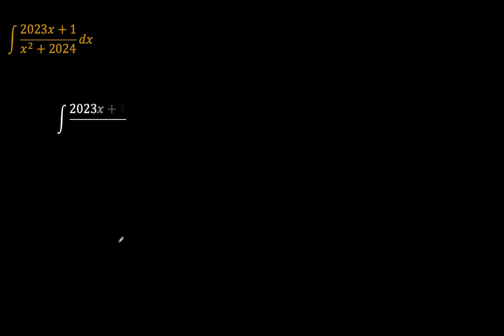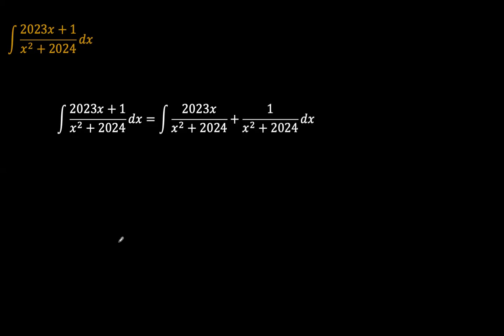So this problem, as you can see, I personally would be inclined to separate it into two different fractions. We would split it into 2023x over x squared plus 2024, plus 1 over x squared plus 2024. So if we create this as two separate integrals, we have the blue integral and the green integral, the blue being 2023x over x squared plus 2024, and the green one being 1 over x squared plus 2024. So we would solve these integrals separately.